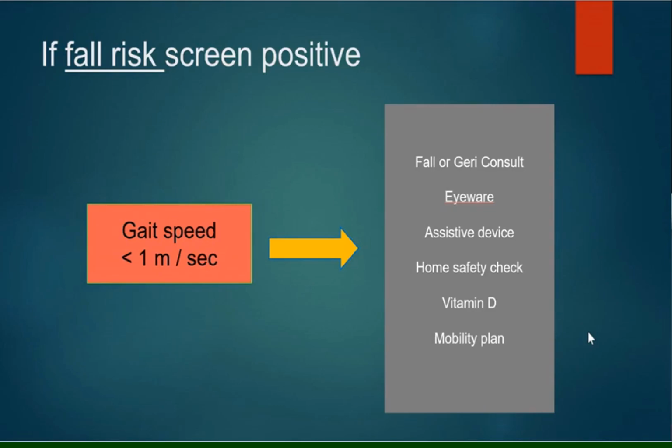So with all of that in mind, I appreciate your attention, and I look forward to your application of the geriatric 4Ms with each clinical encounter, to include the fall risk assessment, and then to pair that up with the mobility plan.